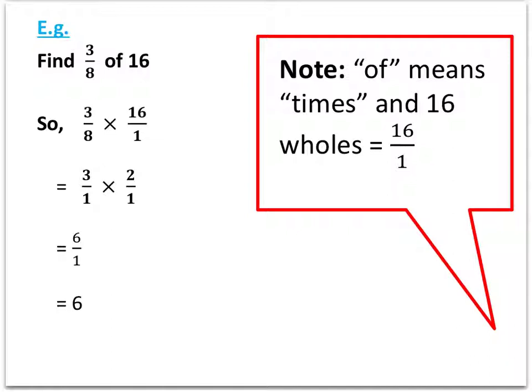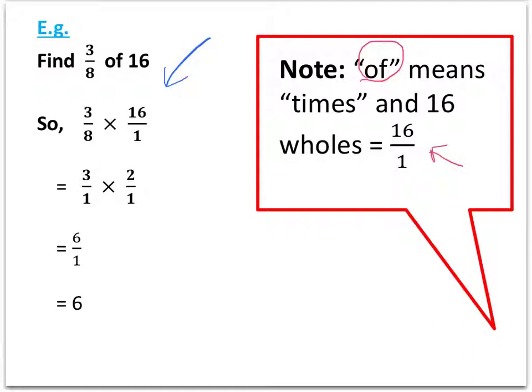Here we have our second example. This example is worded a little bit differently to the previous one. This one says find 3/8 of 16. Now it's important to know that "of" is another word to mean times or multiply, and remember that we can represent 16 as 16 wholes, so we can say that that is 16 over 1 as a fraction. So now we have this new question here that says 3/8 times 16 over 1.